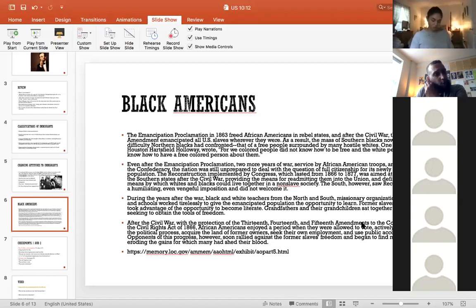During the years after the war, Black and white teachers from the North and South, missionary organizations, churches, and schools worked tirelessly to give the emancipated an opportunity to learn. Former slaves of every age took advantage of the opportunities to become literate, which means that they learned how to read. In our last class, we looked at the springing up of hate groups such as the Ku Klux Klan. You also had political parties such as the Know Nothing parties, who held deep-seated resentments against immigrants and against freed slaves.